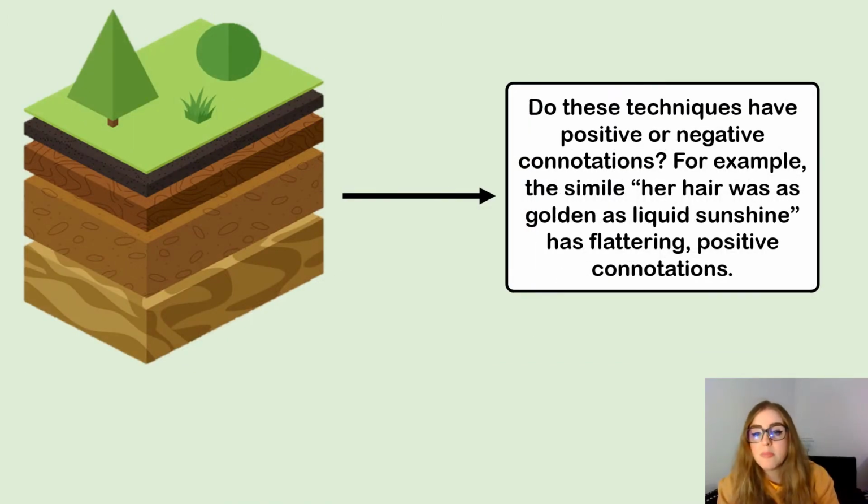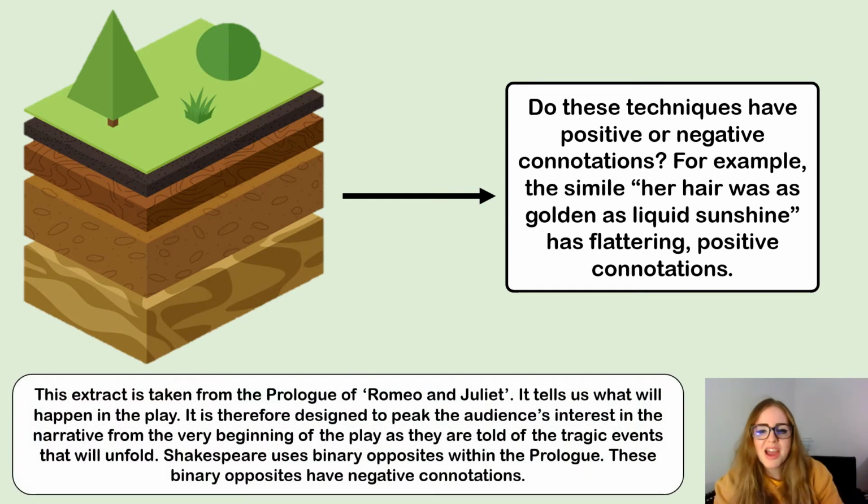Now we're going to think about whether there are positive or negative connotations to this. This step sometimes might come earlier on, might come later on. You might not do this step if you're spending longer looking at some of the other ones, but I find positive and negative connotations are such an easy way to talk about language, and to think about, at face value, how the audience is going to take it. The quickest way to do that is to think, is it positive or negative? For example, the simile, 'Her hair was golden as liquid sunshine,' has really flattering positive connotations. These binary opposites have negative connotations.